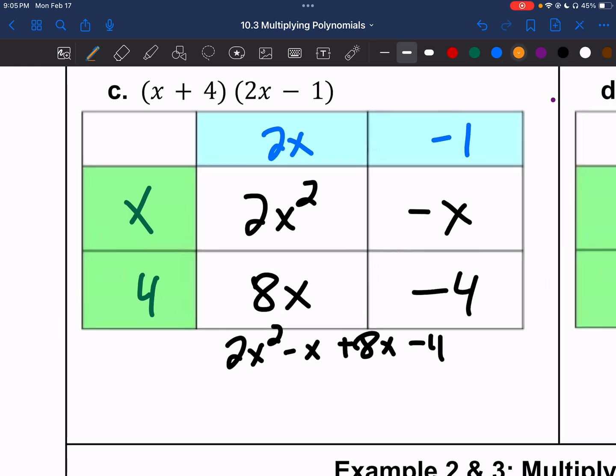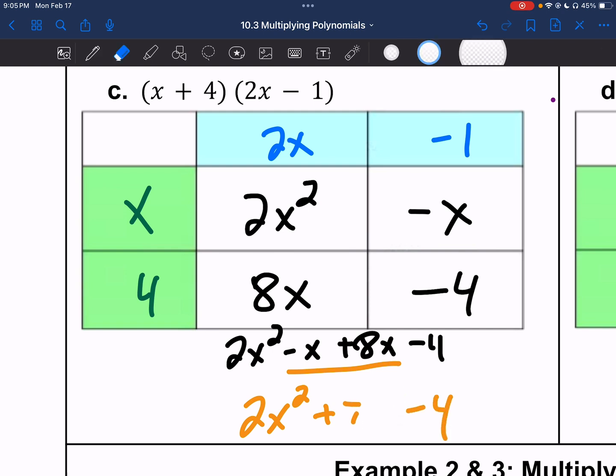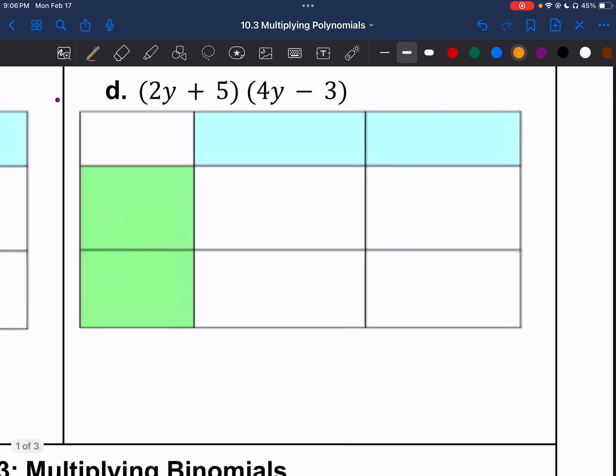Combine like terms, and it's just our middle terms here. You'll notice a pattern. It's always these middle terms that are getting combined. Negative x plus 8x is plus 7x, and then it's minus 4. That's a terrible looking x, so we're going to rewrite it so it looks a little bit better. There we go. So 2x squared plus 7x minus 4 is your answer there.